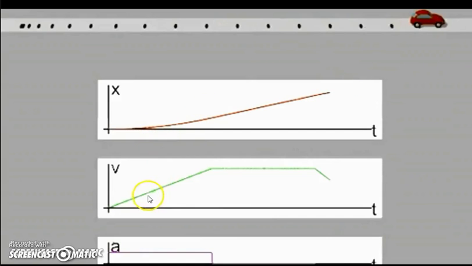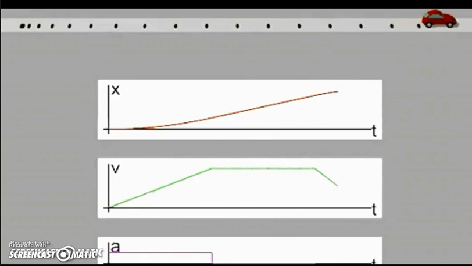Here it was a part of a parabola opening upward because the acceleration was positive, velocity was increasing, and x-t was an upward opening parabola. And when acceleration was 0, velocity was constant and x-t was a straight line. And when acceleration is negative, velocity decreases with a negative slope, and x-t is a part of a downward opening parabola.